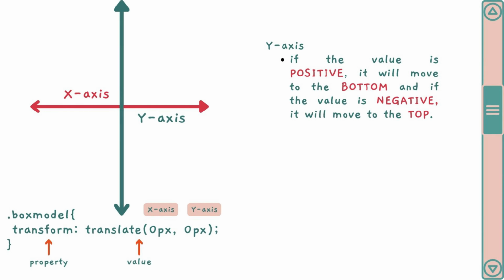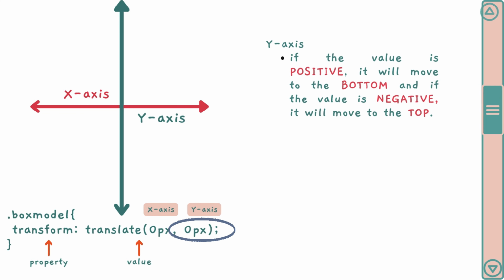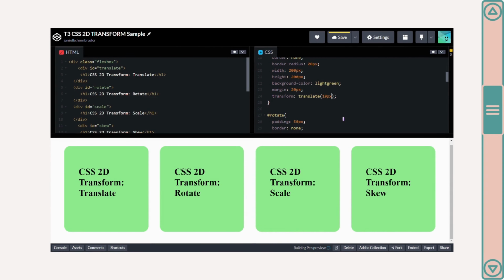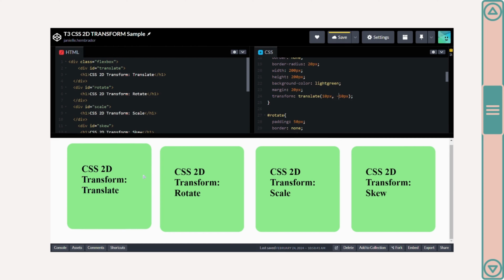Now we are here in the y-axis. If the value is set to positive, the element will move to the bottom. And if the value is set to a negative number, the element will move to the top. Now, let's set the value for the y-axis. Let's start first with the positive number, for example, 10px. And as we hover the mouse over the box model, it is moving to the bottom part. And if we set the value to negative, the box model or the element is moving to the top.